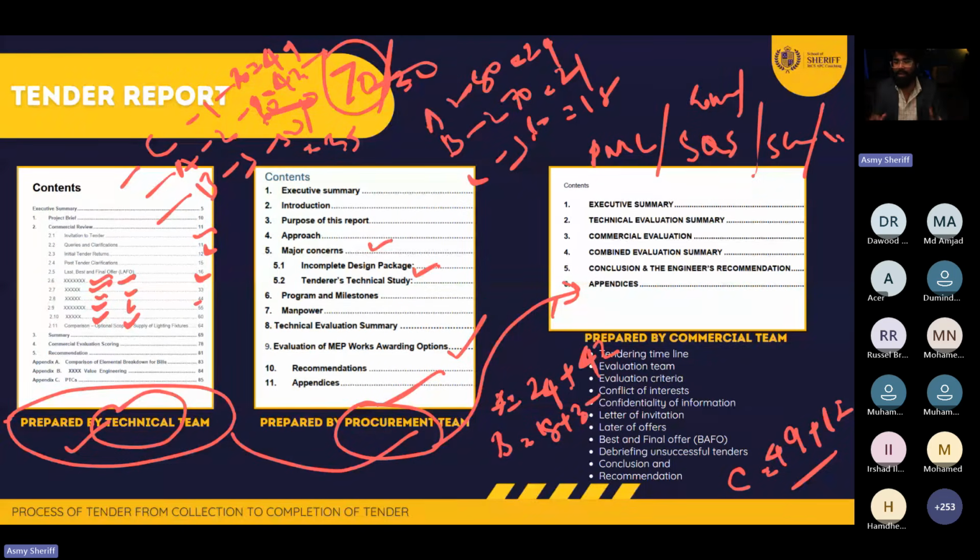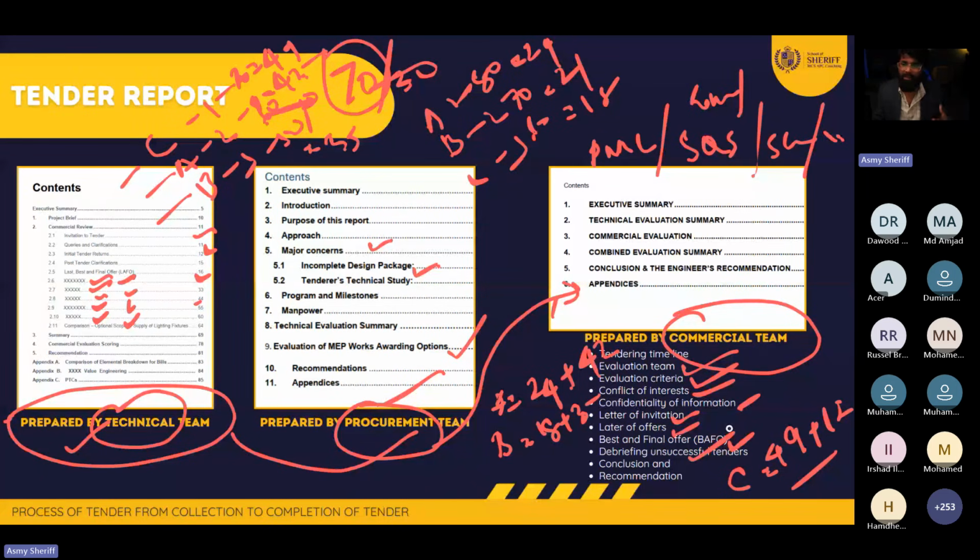After that, finally, the commercial team will prepare a commercial combined report. In it, they will mention who the parties involved in the tender are, and what the tender criteria are. So, okay, 70% technical, 30% commercial we evaluated. Any conflict of interest, anyone who participated, maybe the client's owned company participated, or maybe someone who worked for this company started his own company and participated. Some kind of conflict of interest, or maybe confidential information, whom you invited, how many offers you have received, what is the best and final offer, and finally, who are the unsuccessful parties.